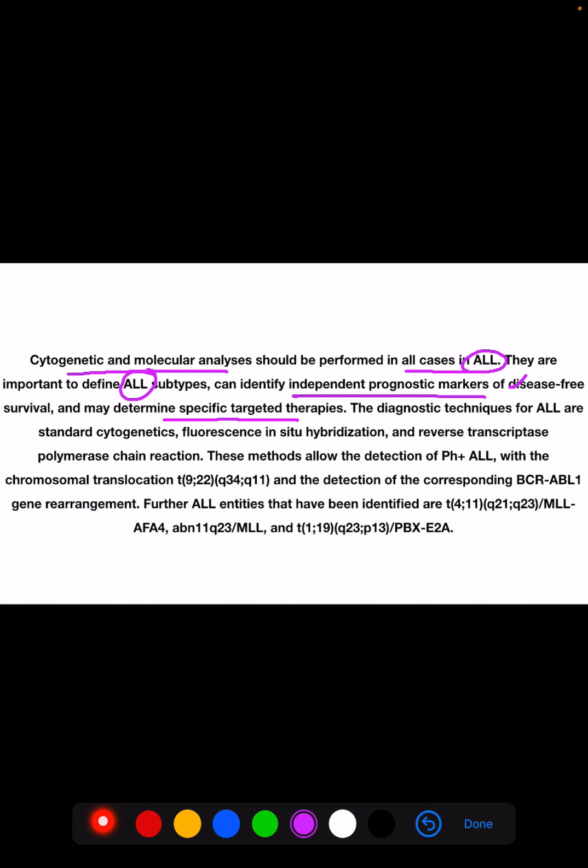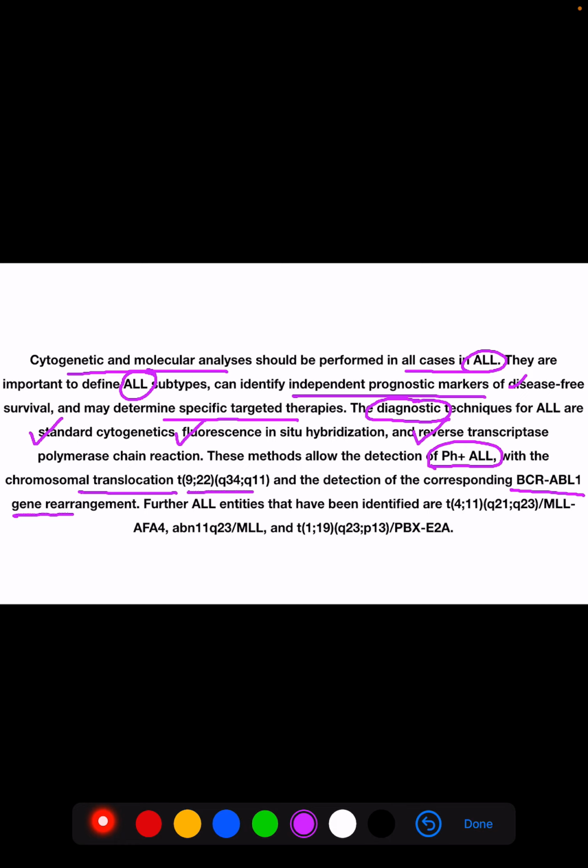So how to do the cytogenetic and molecular analysis? These are the diagnostic techniques. Either standard cytogenetics, FISH, or reverse transcriptase polymerase chain reaction. So these methods allow the detection of Philadelphia positive ALL with the chromosomal translocation t(9;22) and the detection of the BCR-ABL1 gene rearrangement.